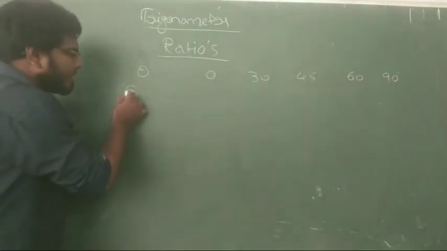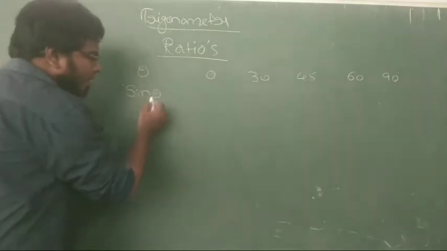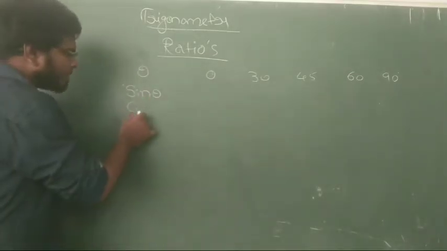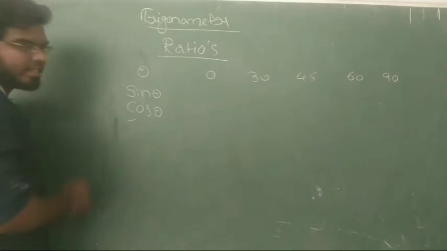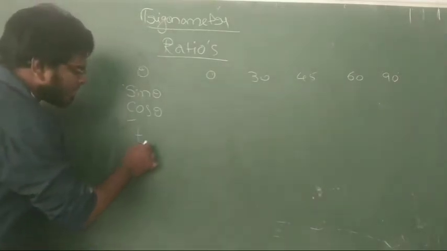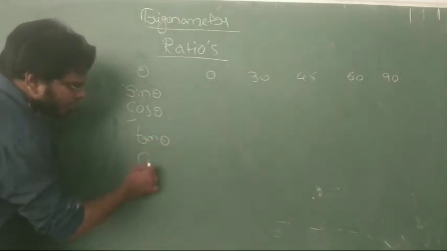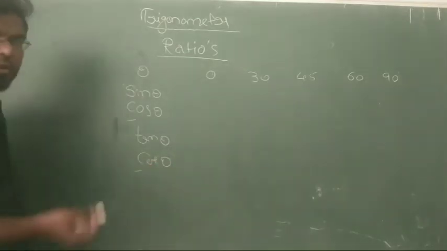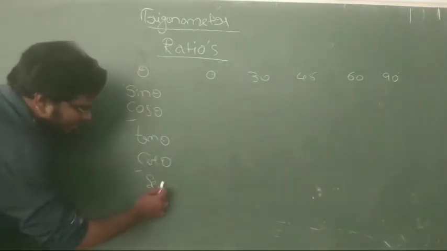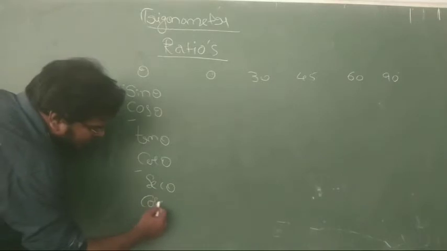How many ratios we have? The 6 ratios we have, right? 6 ratios. And the first group was sin theta, cos theta. The next group was tan theta, cot theta. The next group was sec theta, cosec theta.